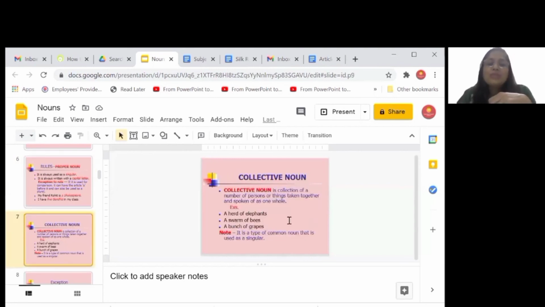Now, I would also like to give you some rules and examples with connection to a collective noun. What is a collective noun? It is a collection of a number of people or things which are put together, but they are spoken of as a whole. Hence, a collective noun is considered to be one unit. That understanding is really very important. Why is it important? Because it helps us in constructing sentences related to the subject and verb agreement. And that is the basis of writing correctly.